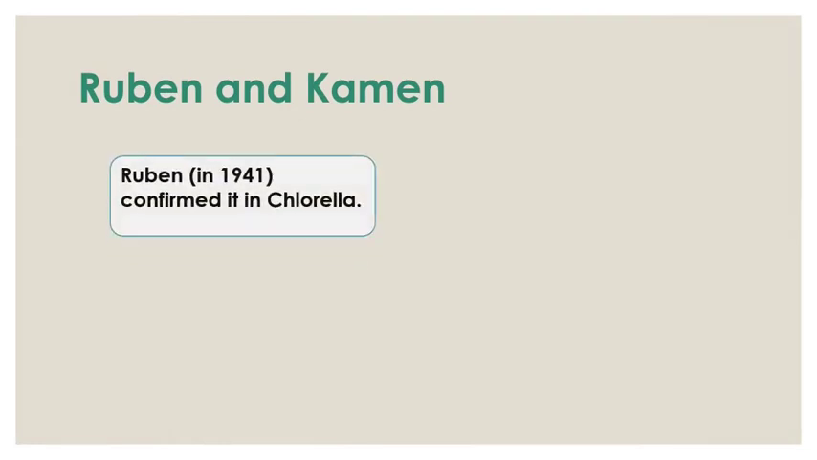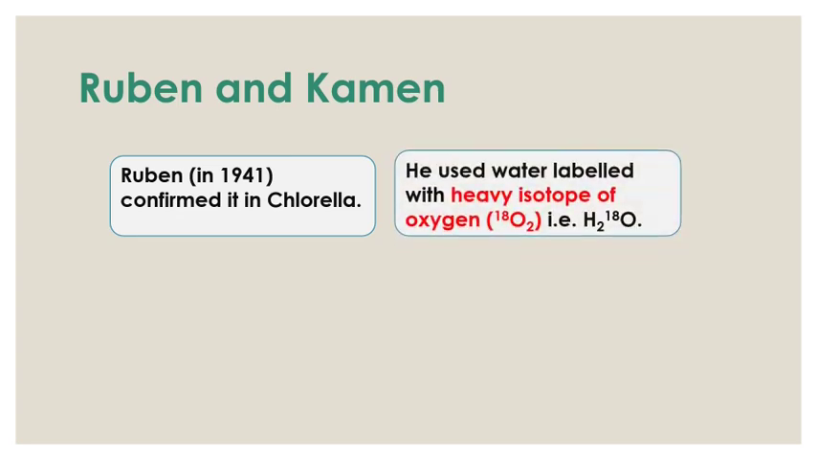The next experiment was performed by Rubin and Kamen and co-workers in 1941. They confirmed that oxygen evolved during photosynthesis comes from the splitting up of water only. They used Chlorella for the experiment, and they used water which was labeled with a heavy isotope of oxygen, that is water, H2 O-18, the oxygen isotope was used.